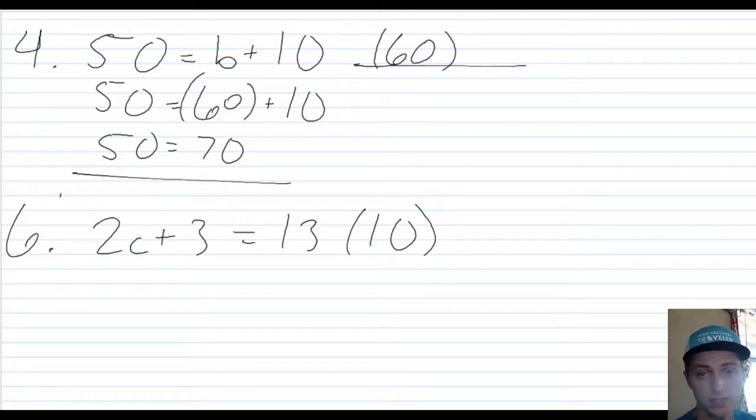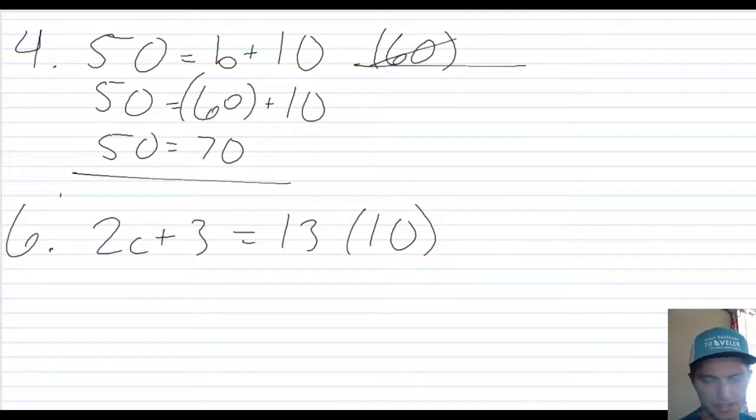So the question we can ask is, which value for b would be a solution? Which value of b would make this true? Well, if we replace b with 40, 40 plus 10 is 50. 40 would be a solution, but 60 is not. And we'll see the same thing with 6.